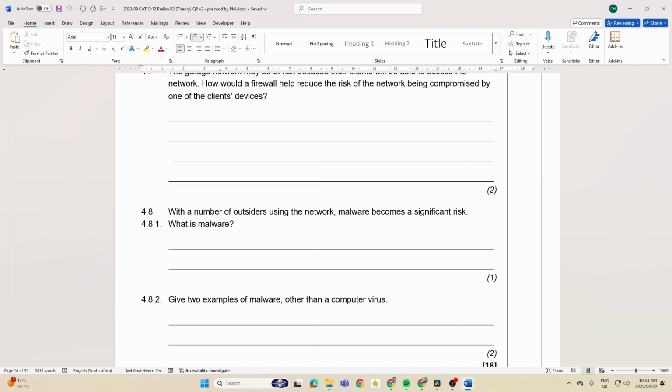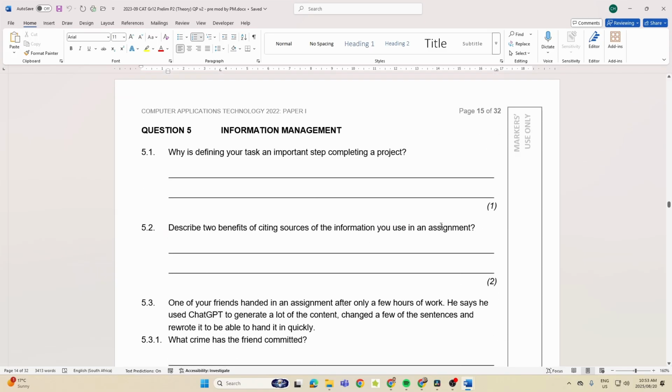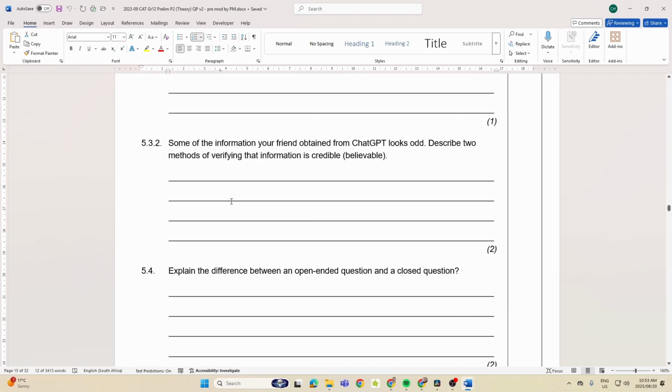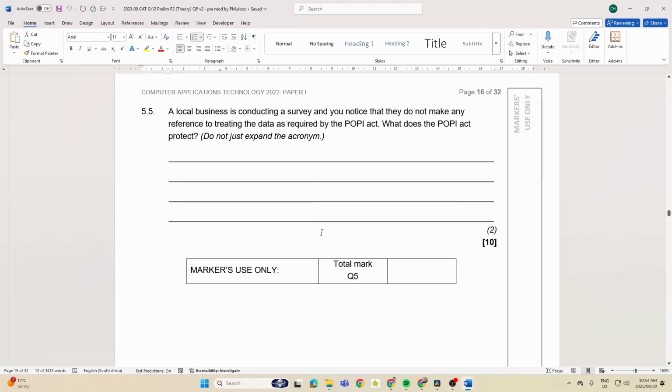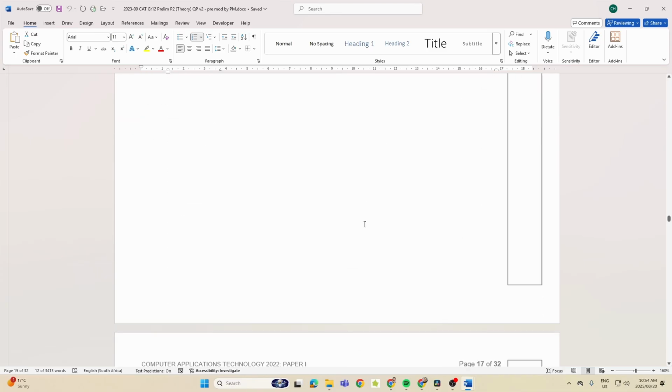Let's see what else. Again, malware. Right, that was question 4. Then question 5 here in 2023. Again, you see there? Why is defining your task important? So a lot of these things that you'll find in question 5 is related again to what you did in the PAT. And there's the POPI Act again.